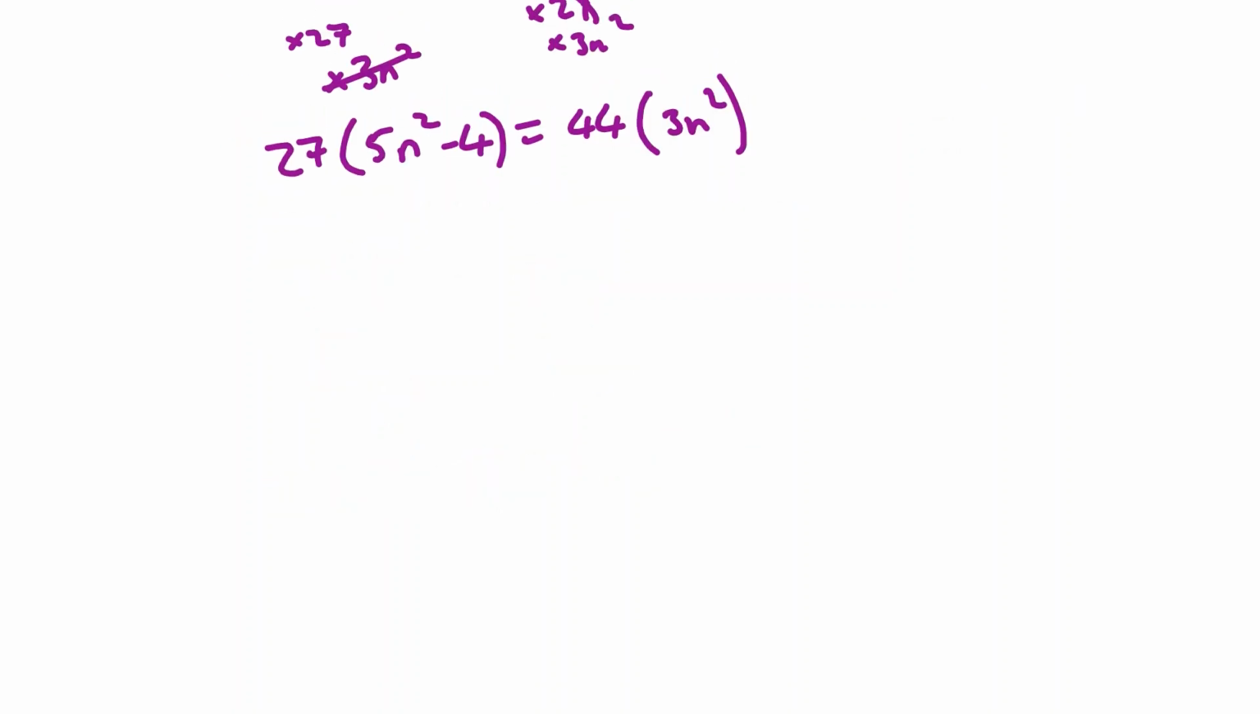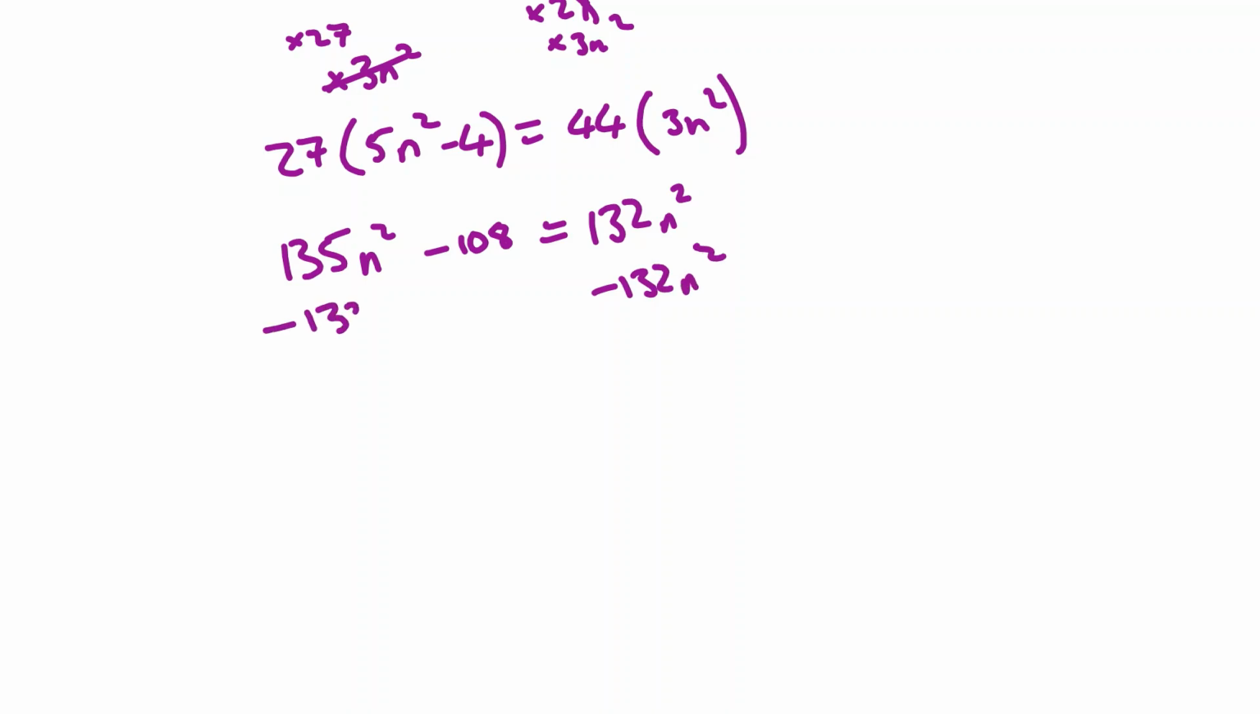So if we expand these brackets, we're going to get 135n squared minus 108. That's going to equal 132n squared. Now, whenever I solve something like this, I get rid of the least amount of my letter. So here I'm going to subtract 132n squared from both sides. That's going to cancel there. So on the left, we're going to have 3n squared minus 108 equals 0.